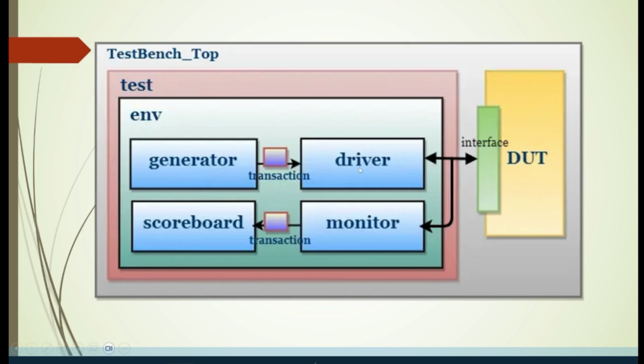Now if you see, the generator, driver, scoreboard, monitor are all encapsulated in the environment. So what should the environment code consist of? It should consist of generator, driver, monitor, scoreboard, everything, transaction. So the encapsulation of all these components should be present in the environment. Okay, and then this entire environment is there in the test. So the test is nothing but test cases.